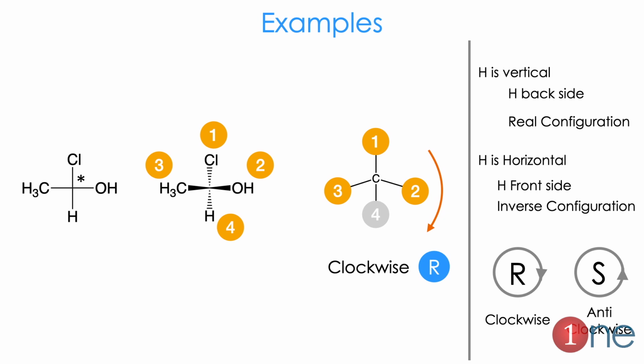So if you write the configuration here, no problem, hydrogen is on the back side because it is vertical. Other atoms, we don't bother whether front or back. So first will be chlorine, second will be oxygen, third will be methyl, fourth will be hydrogen. So the configuration will be R. Here you should know whether hydrogen is on the front side or back side, or in vertical or horizontal.